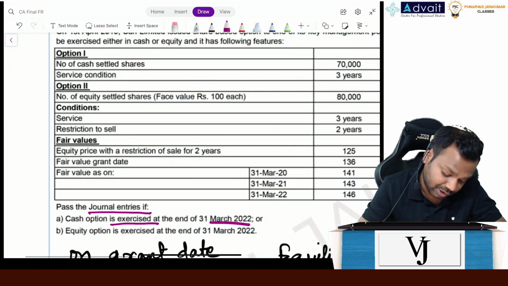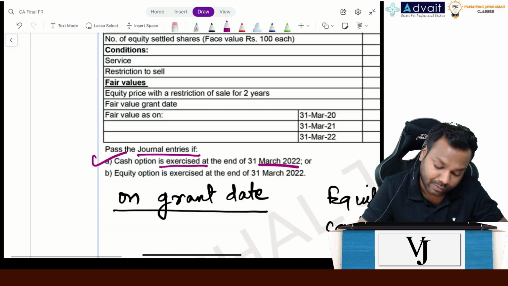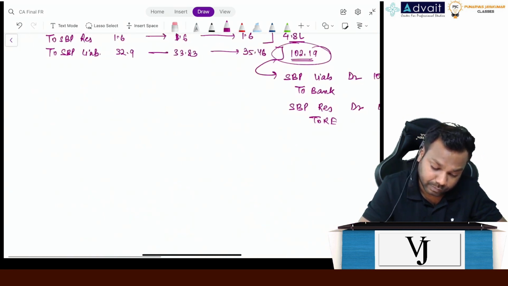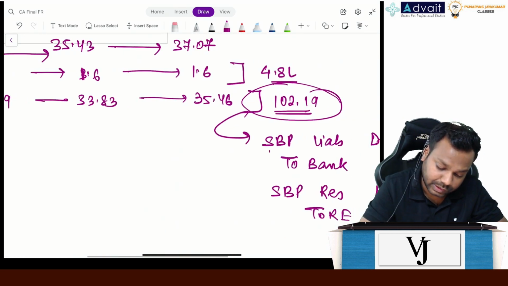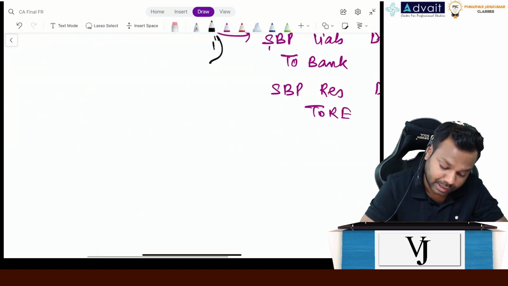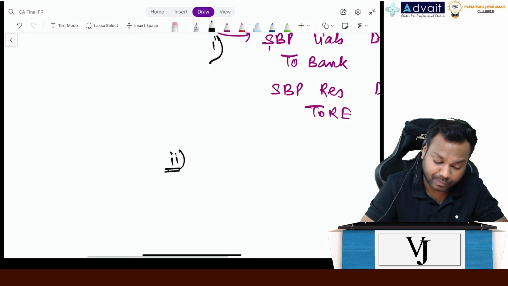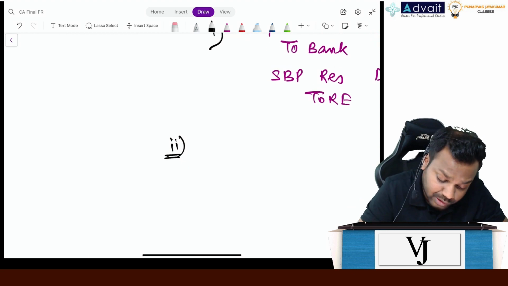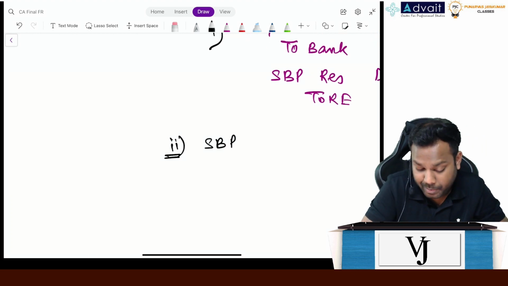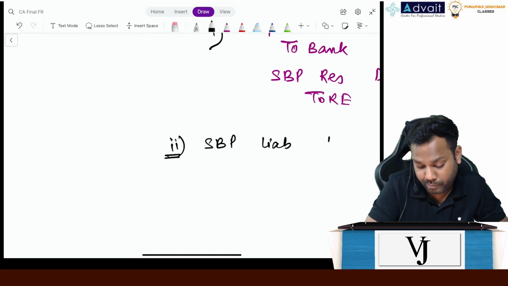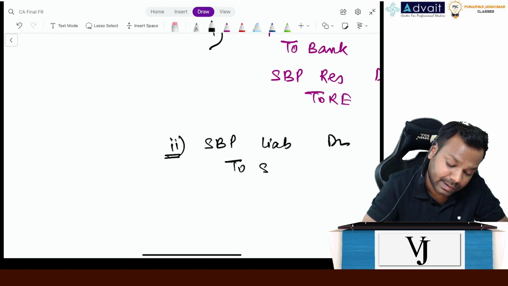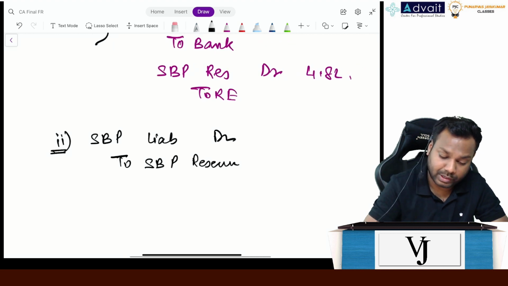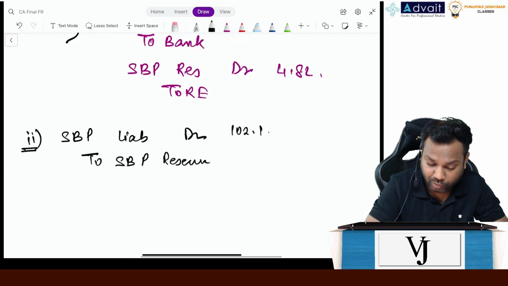Second part. So the first part is clear now. The equity option: if I have to settle in equity, this is the first part. Now the second part. If I have to settle in equity, then what will I do? I will first transfer liability to what? Very good. And then? Very good. So what is the value? 102.19.